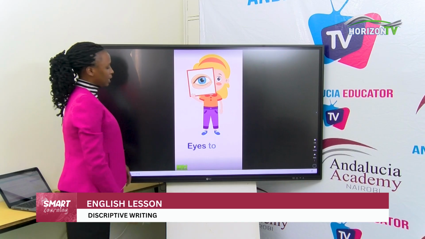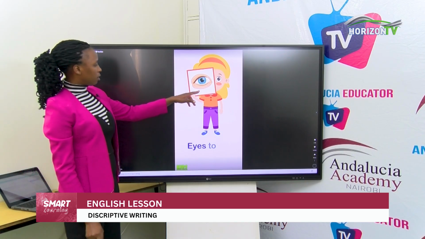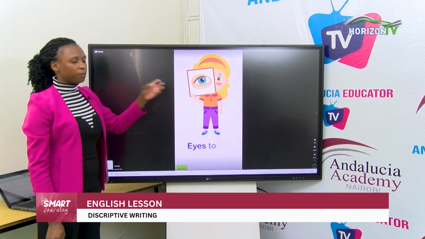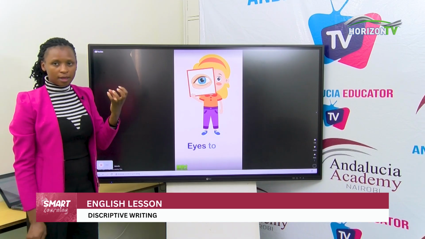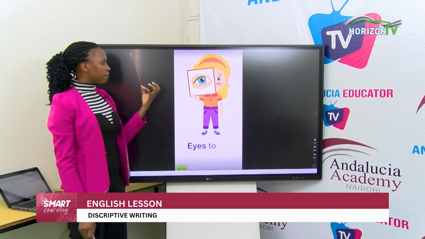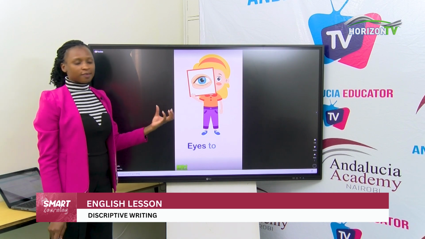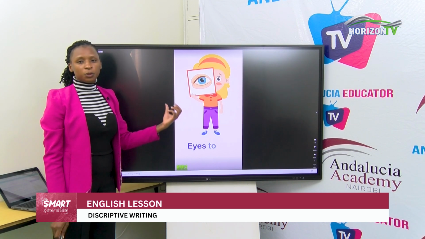So if I pause it a little bit, we are having eyes. You literally know what eyes are being used for. They are being used to see. You can see. Okay. So when we are describing, you must be able to ensure that your audience, your readers are able to see exactly what you're talking about.